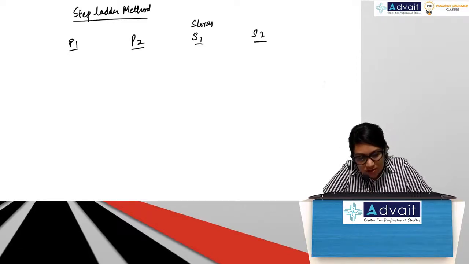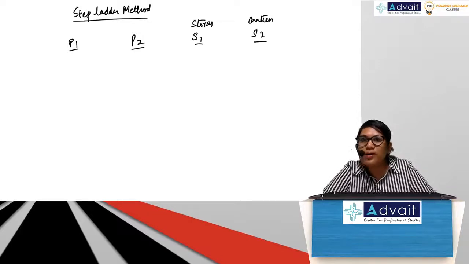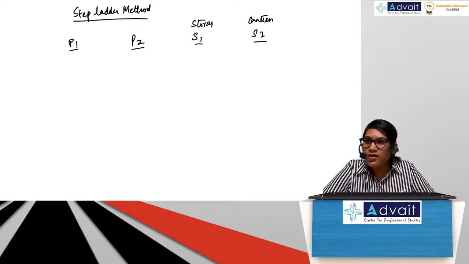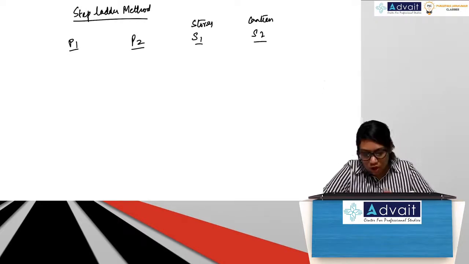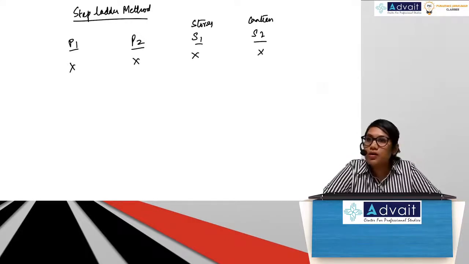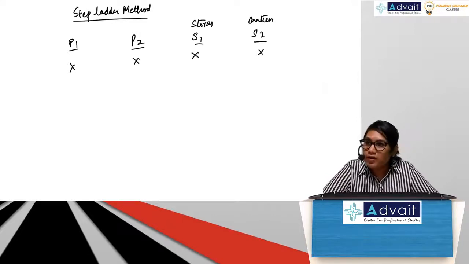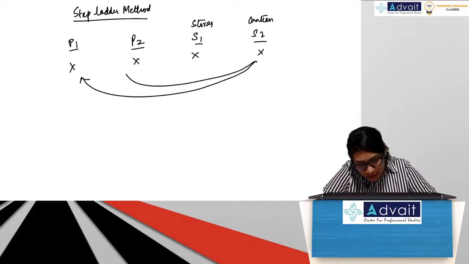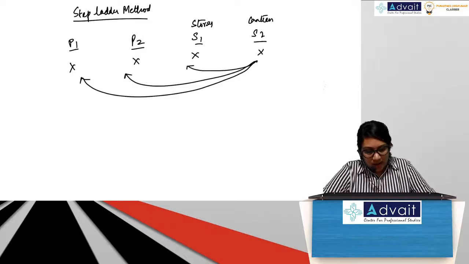So stores and canteen. Canteen department serves the stores. Why? Because stores department's employees will go to the canteen and eat. But the other way is not possible. Correct? Yes. So now what do we do? So all of them have balances. Correct? So canteen is serving all three. So first canteen will give away its overhead. To whom? P1, P2 and S1. And this will become 0.